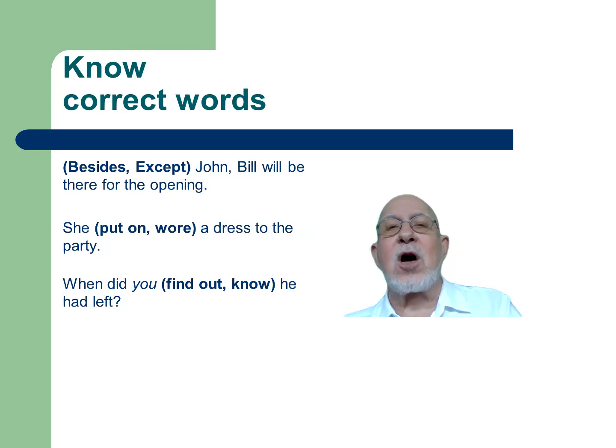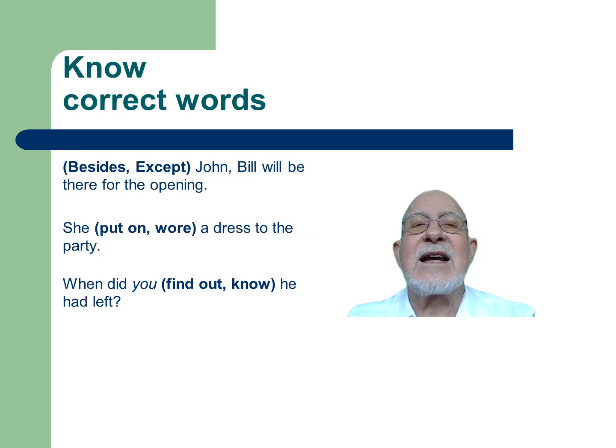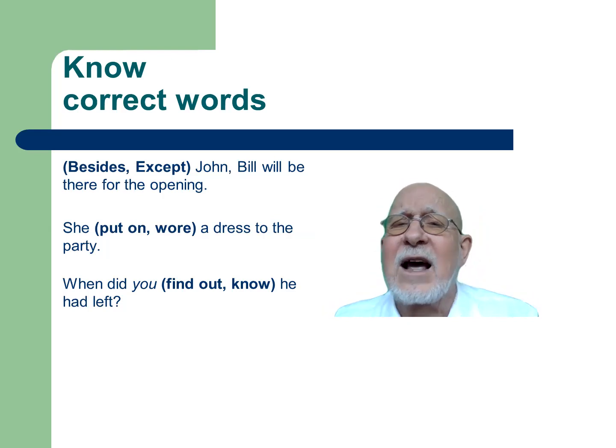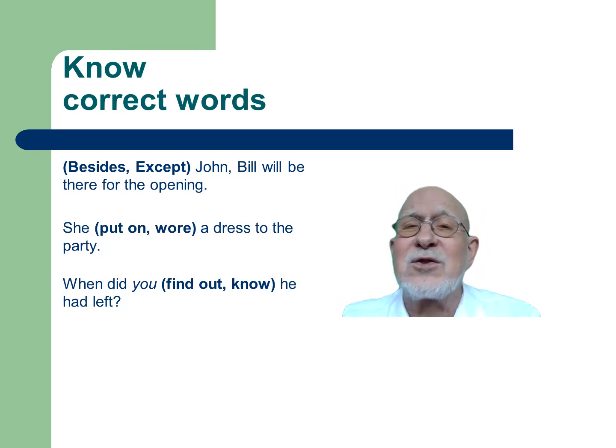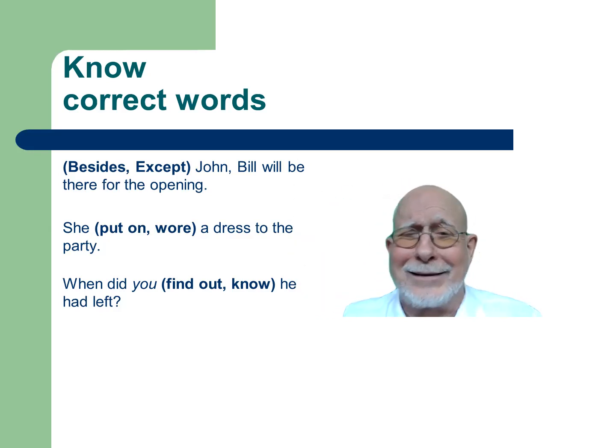Besides or except John, Bill will be there for the opening. Well, besides means in addition to. Except means everybody but. All right. So you need to say, in addition to John, Bill will be there for the opening. Although I don't really like the word besides at all. Every time someone writes their papers and uses the word besides, I just change it to in addition to or additionally, right? Because besides sounds a little bit like by the way, right?